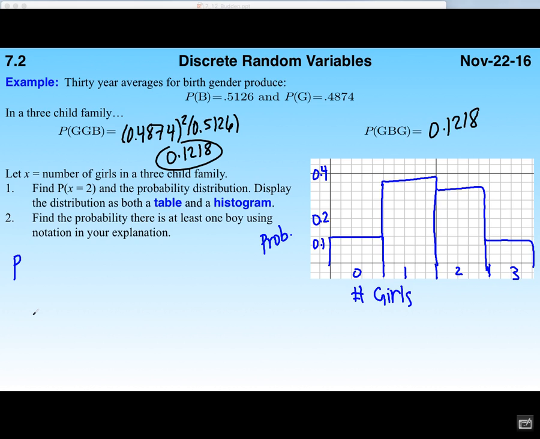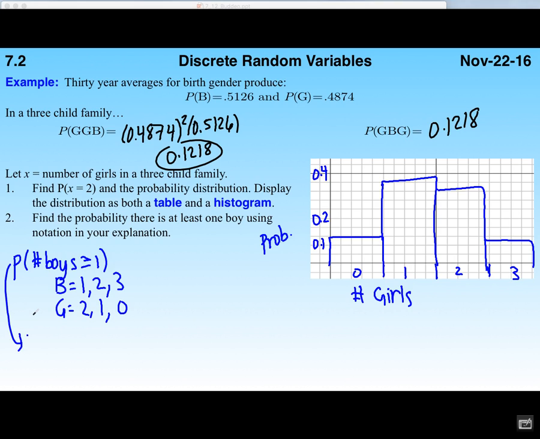So for number 2, we're looking at the probability that the number of boys is at least 1. But we've been talking about the number of girls, not the number of boys. So we need to convert this into talking about girls. If there's at least 1 boy, that means there's 1 boy, 2 boys, or 3 boys. If there is 1 boy, then there are 2 girls. If there are 2 boys, there's 1 girl. If there are 3 boys, there are no girls.